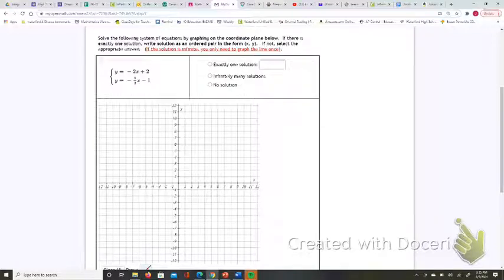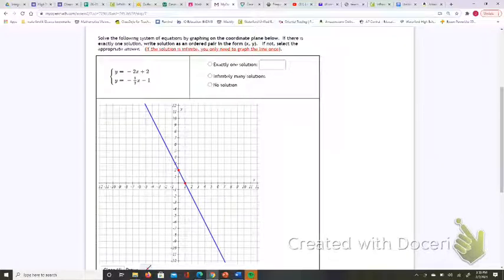So the first equation is y equals negative 2x plus 2. Our y-intercept is the plus 2. So we start at 2 on the y-axis, and then the slope is negative 2. So we go down 2, right 1, down 2, right 1, and we put a dot. So we have now graphed the first line.